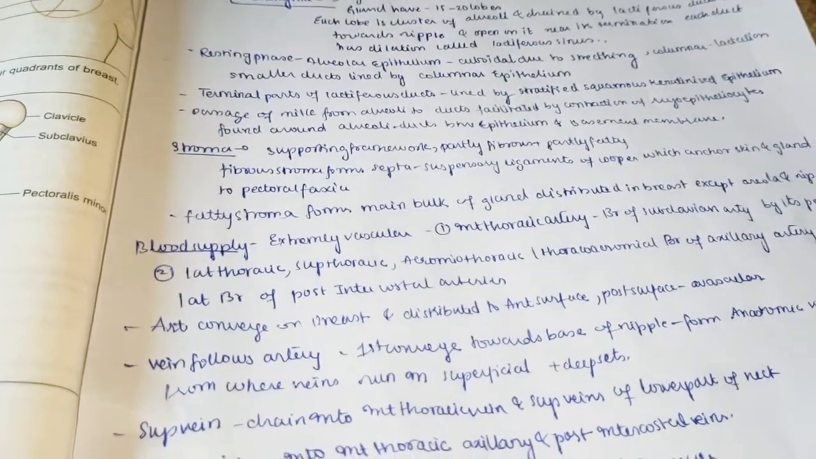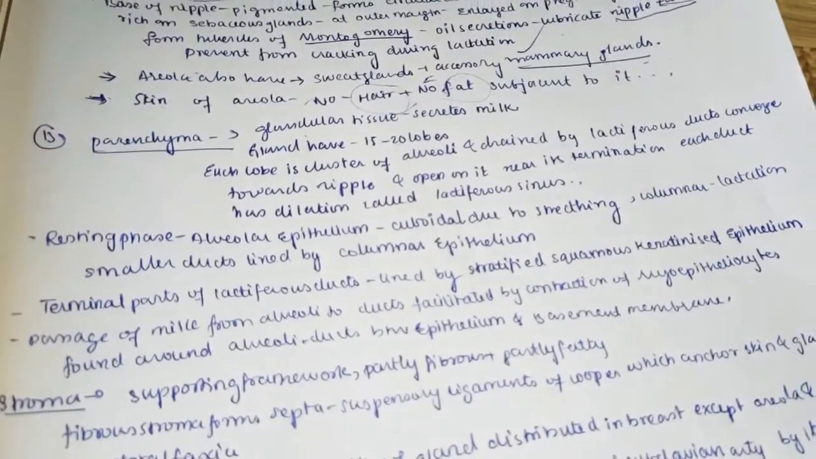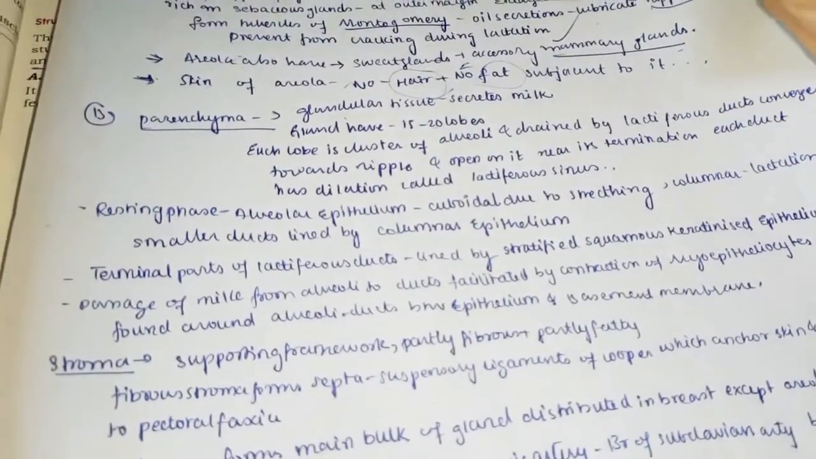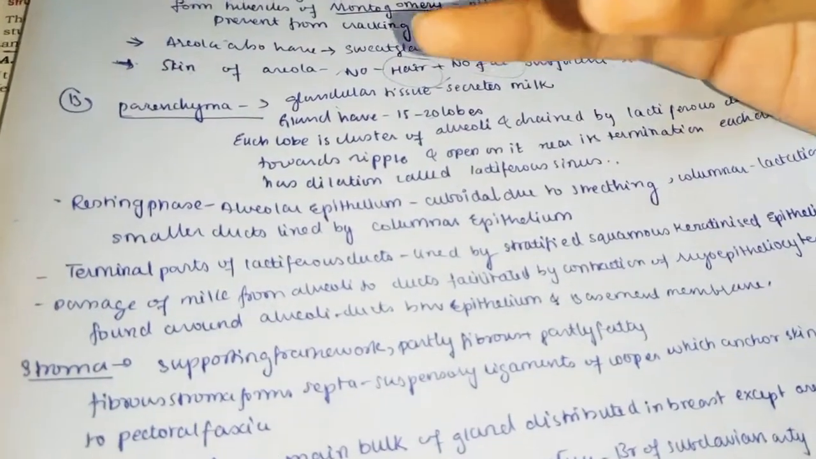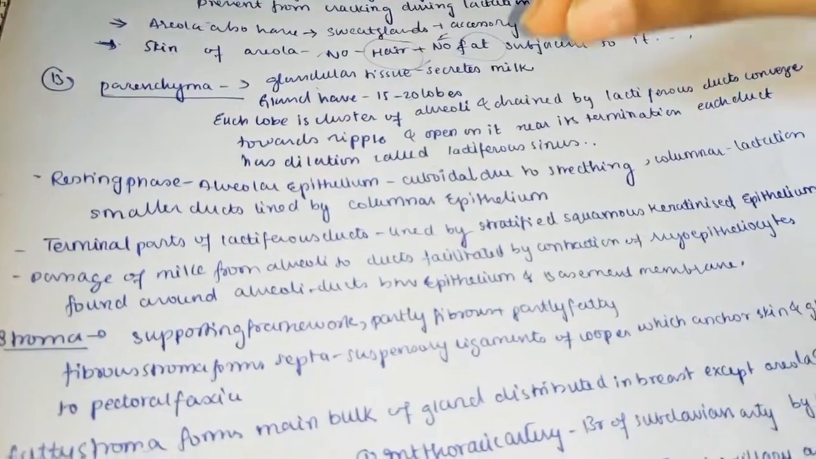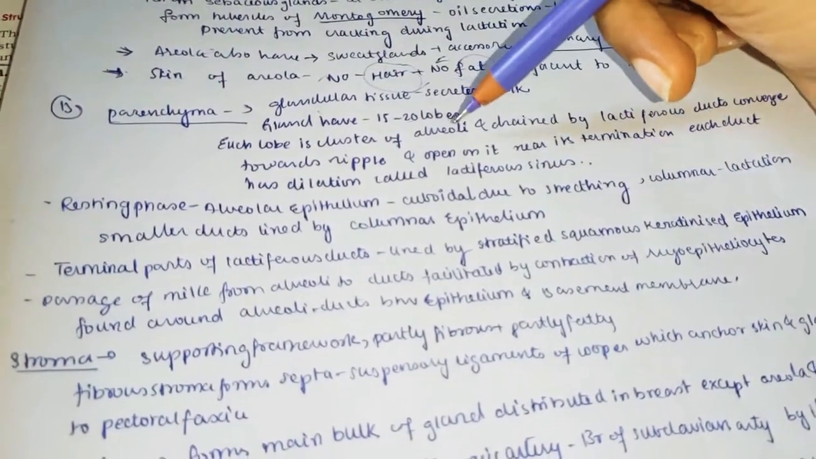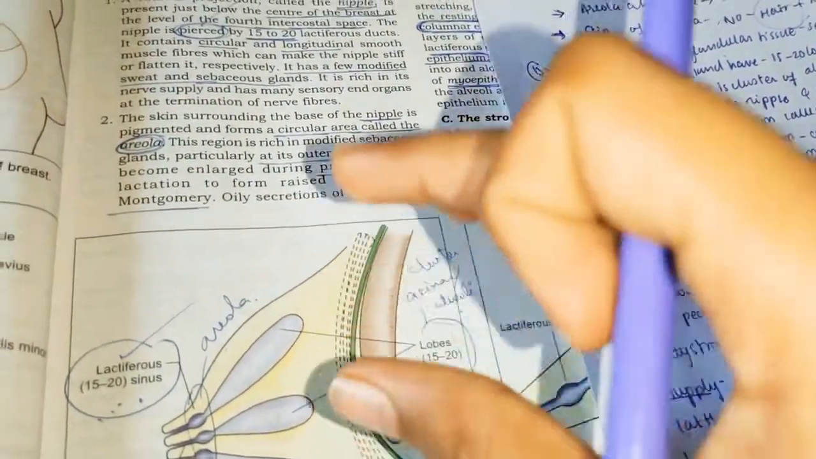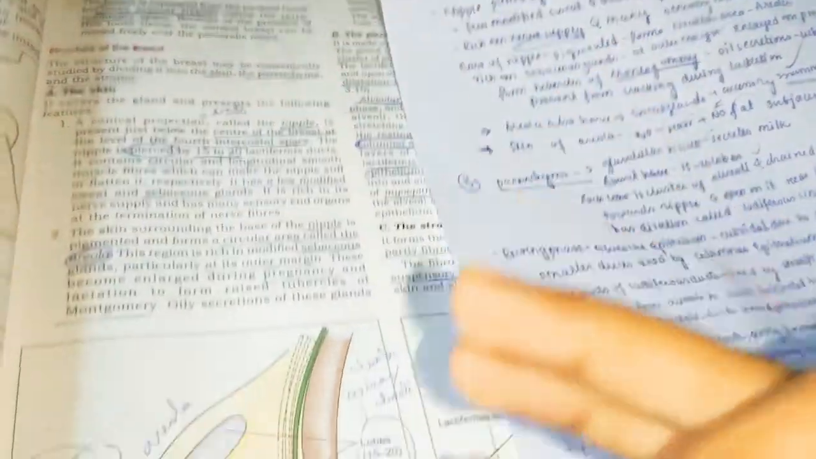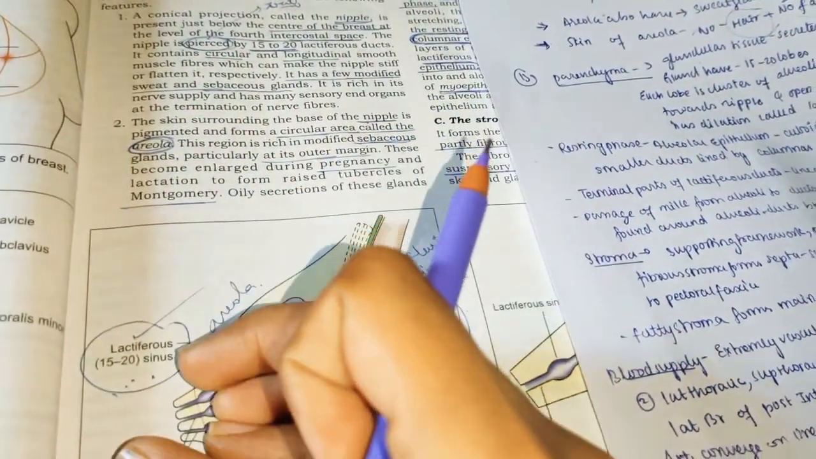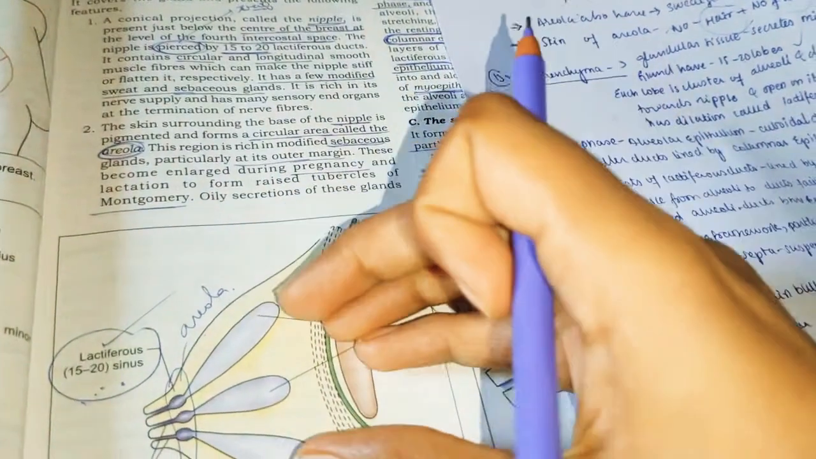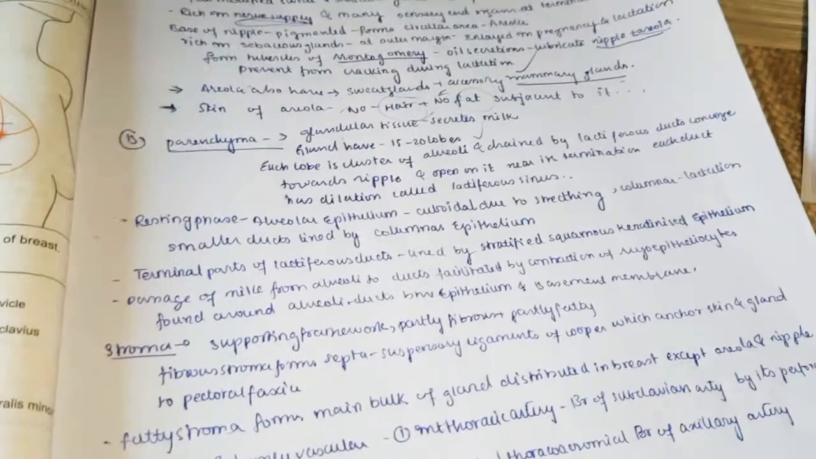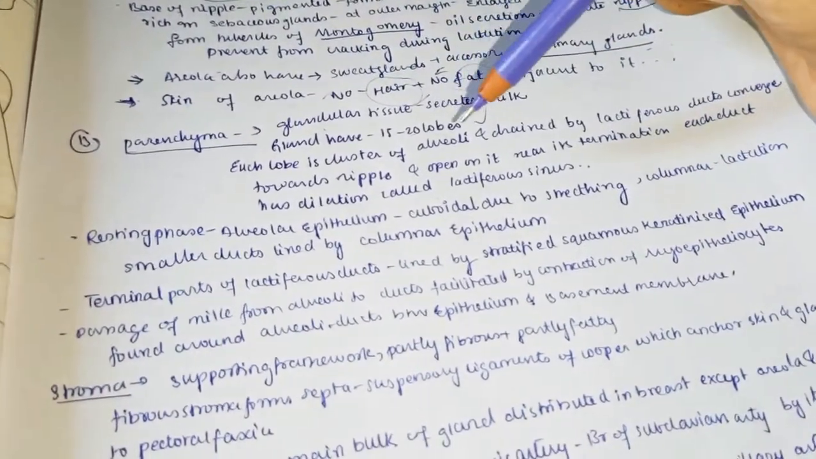So now we are at the parenchyma. The parenchyma is mainly made up of glandular tissue and it secretes the milk. The glandular tissue, which is the main functional cell, is present in the parenchyma to secrete the milk. The gland has 15 to 20 lobes. As I discussed just now, these 15 to 20 lobes are present in the parenchyma. So in the skin you will find the lactiferous ducts at the nipple, whereas in the parenchyma you will find the lobes, 15 to 20 lobes, same as the ducts. Ducts are 15 to 20, and the lobes are also 15 to 20.